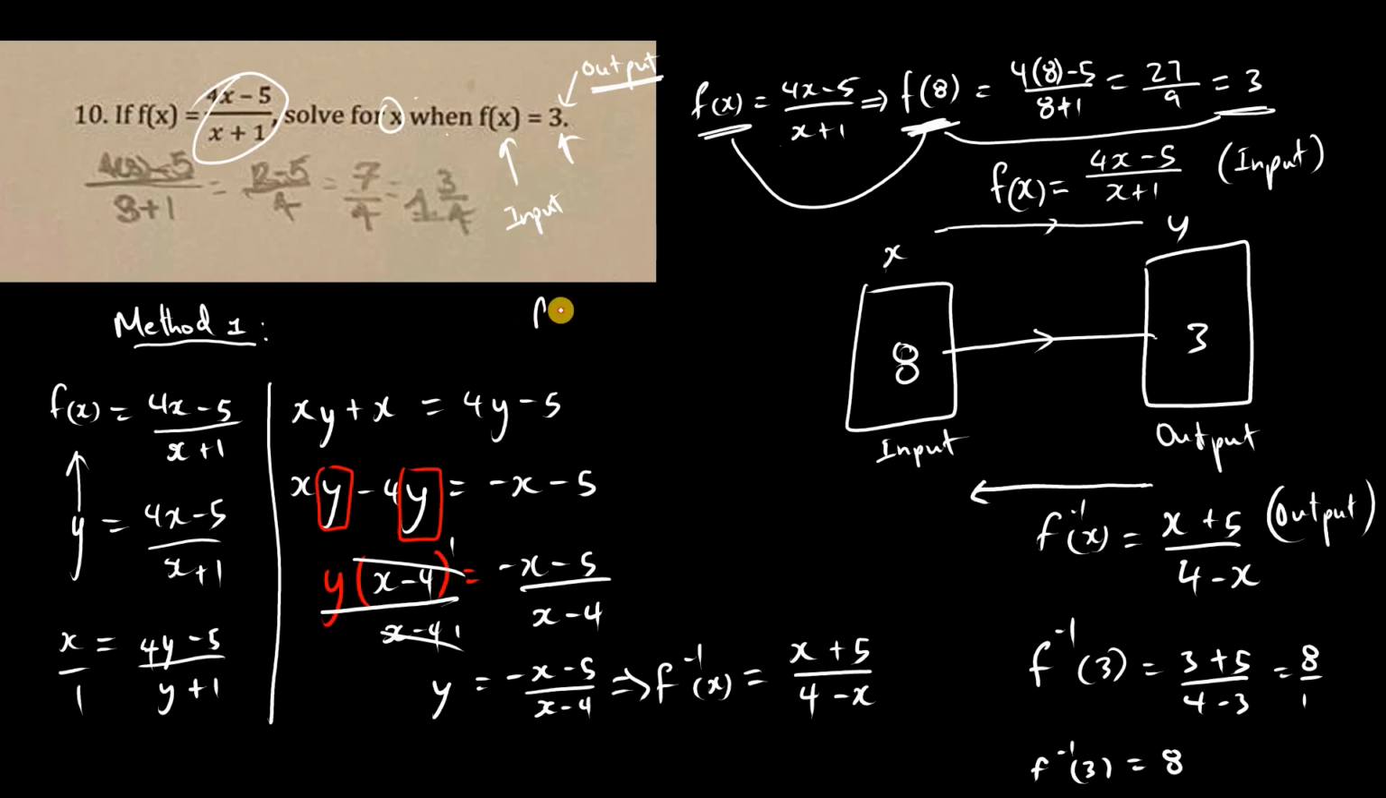So again, they're asking for what x value gives us 3. It's actually 8. So the input value is 8, output is 3. Going from the output to the input, we use the inverse function. That's one method. Would you like to see the other method? Even though you might not be taught that method, I could show you how you could do that.